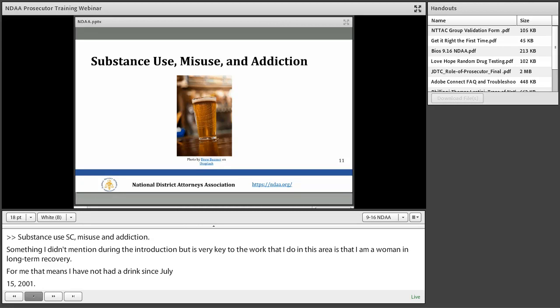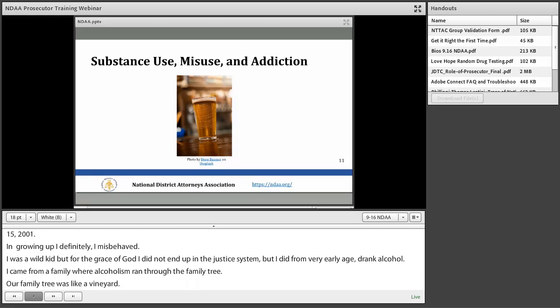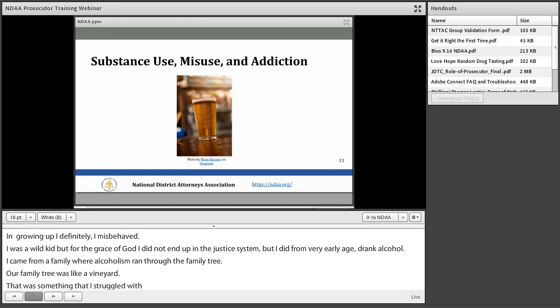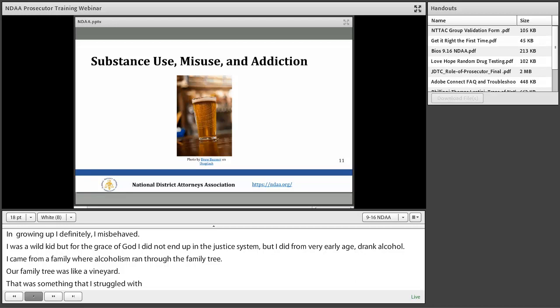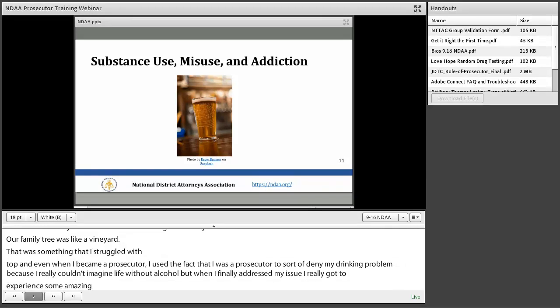And so that was something that I struggled with. Even when I became a prosecutor, I used the fact that I was a prosecutor to sort of deny my drinking problem, because I really couldn't imagine life without alcohol. But when I finally addressed my issue, I really got to experience some amazing things and realize that there's nothing to be ashamed about, because so much of this is a genetic condition, and the only thing I really could do was to turn my life away from substances.